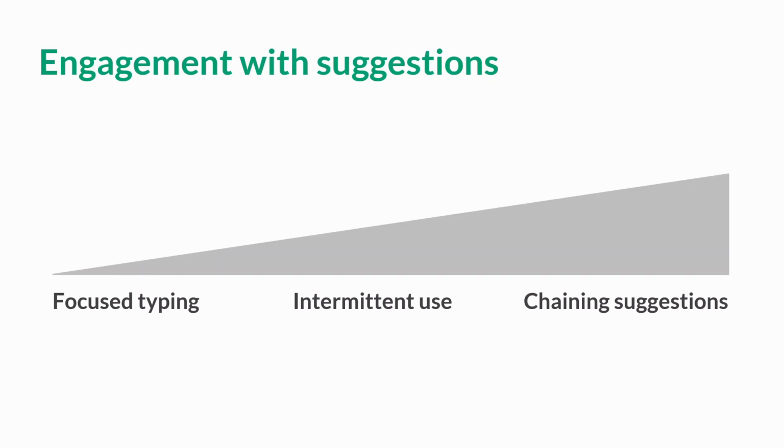We also looked at patterns of engagement with suggestions based on a hidden Markov model analysis. And we found varying levels of engagement with suggestions, varying both within and between users. For instance, on the one hand, we have focused typing, manual typing without using suggestions. Then we have intermittent use of suggestions, where people combine their own typing with some suggestions in between. And on the other hand, we have chaining suggestions where people combine multiple suggestions in a row.